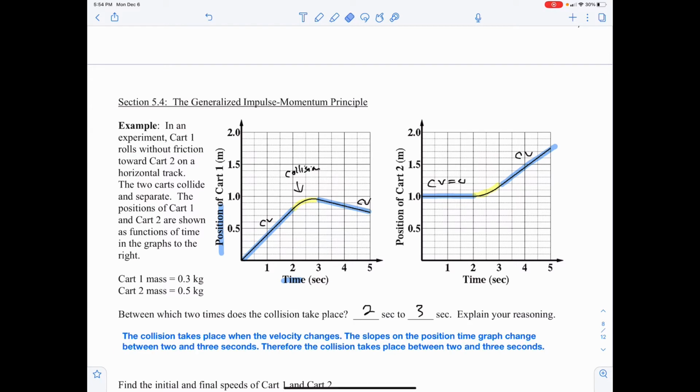The collision takes place when the velocity changes. The slopes on the position time graph change between 2 and 3 seconds. Therefore, the collision takes place between 2 and 3 seconds.